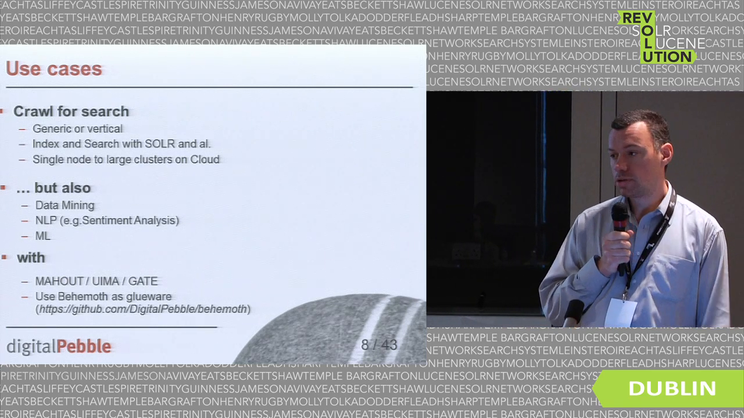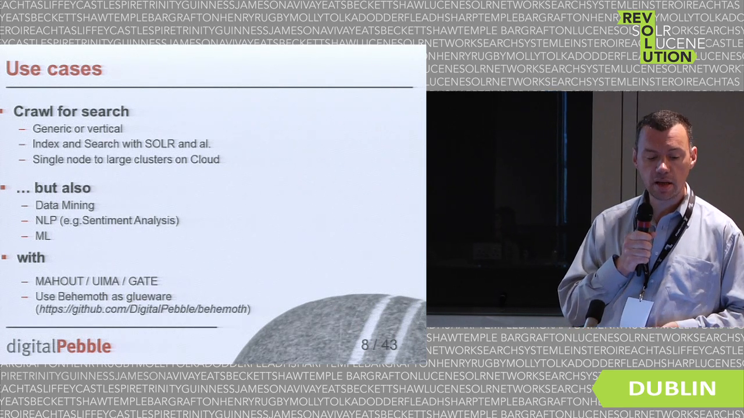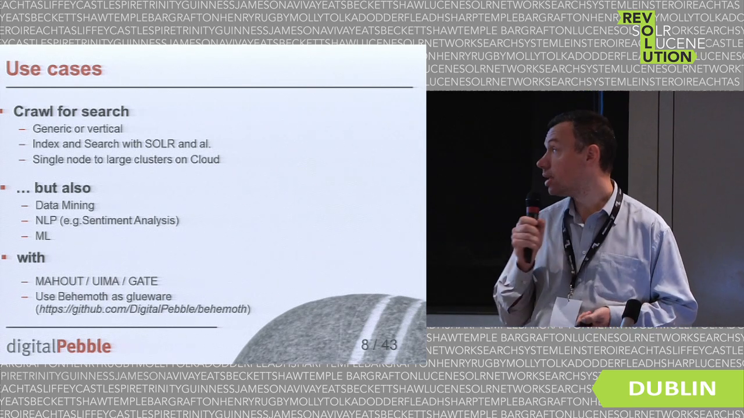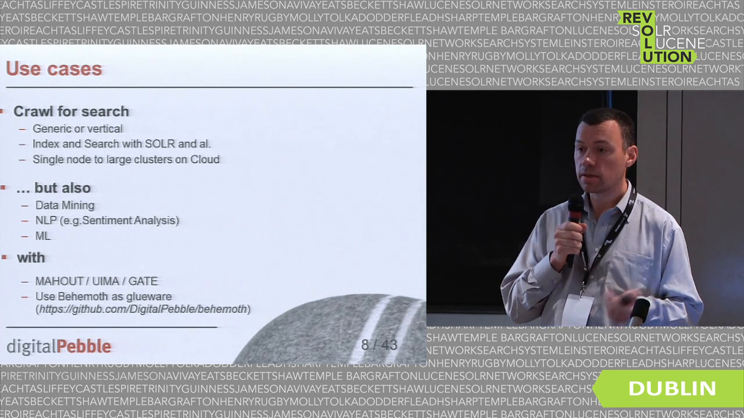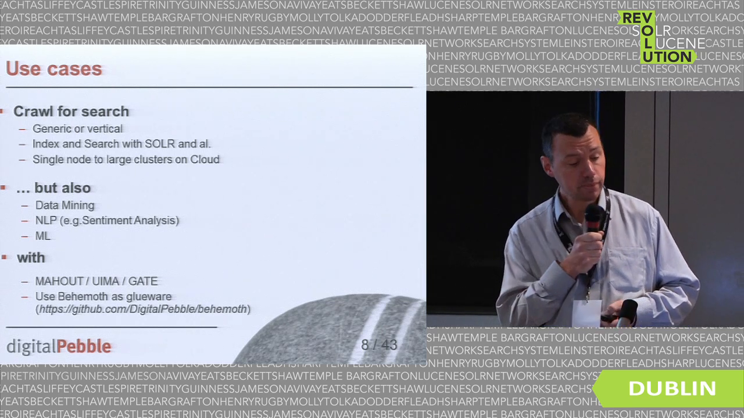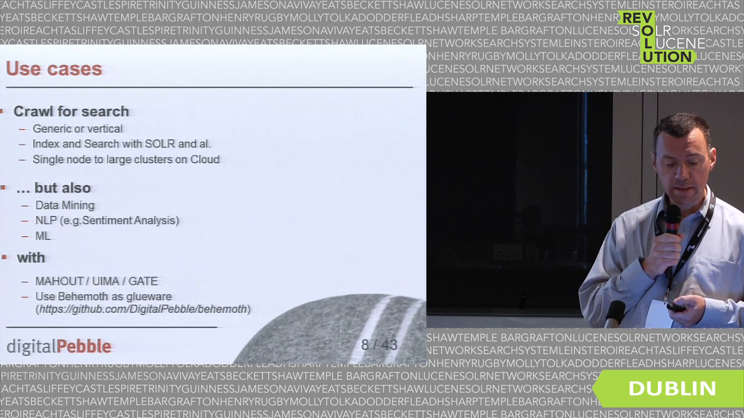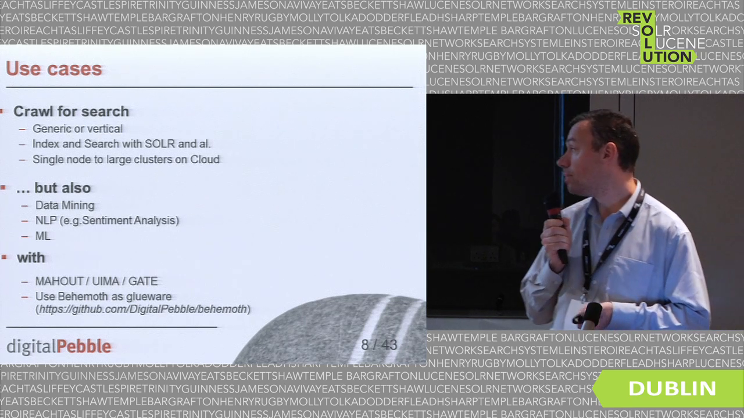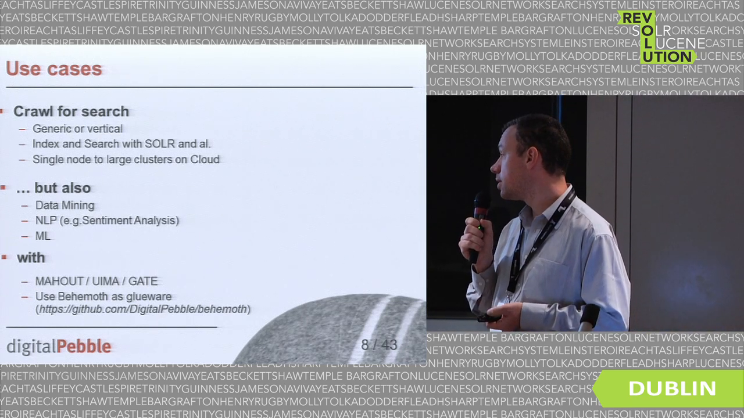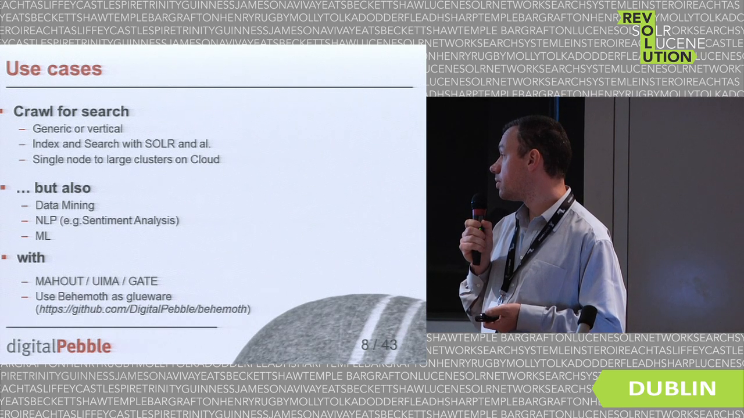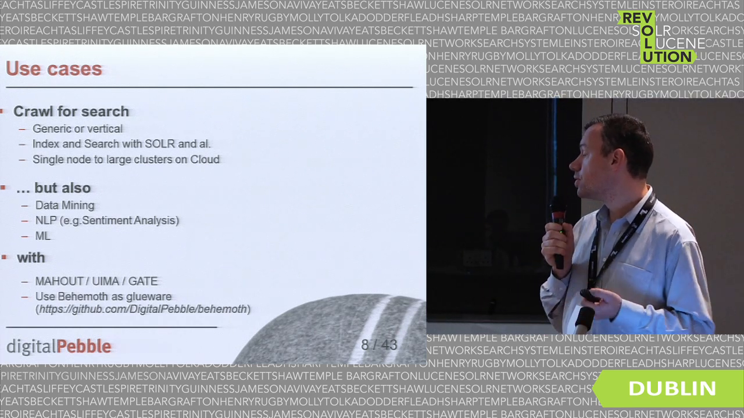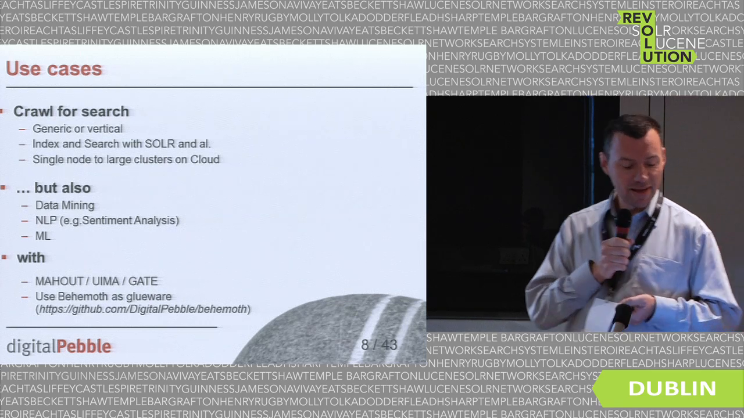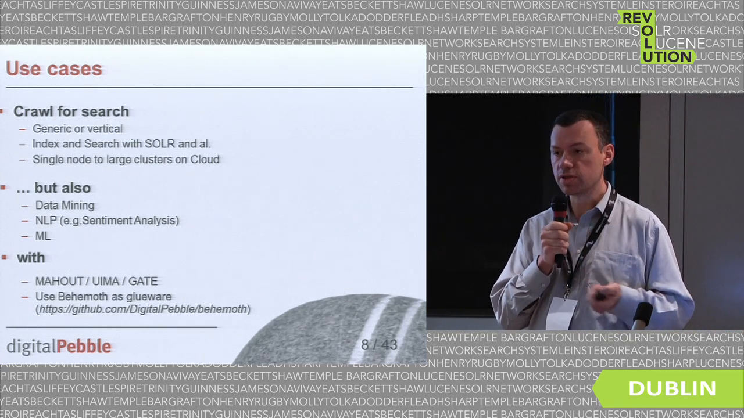It's also used just as a way of acquiring data, and then people do all sorts of data mining, natural language processing, or machine learning on top of the data they get with Nutch. To do these tasks, which are not necessarily search related, you can use Mahout for machine learning, or UIMA or GATE for natural language processing. And for that, there is one of our projects on GitHub that can be used for things like these, which is called Behemoth. Behemoth is sort of glueware. It's based on Hadoop, and it's basically a wrapper for all sorts of resources.